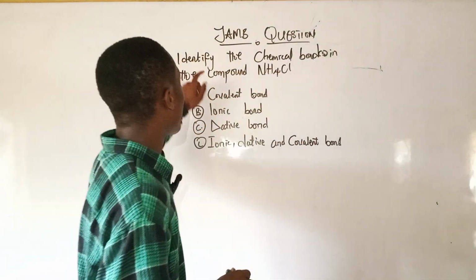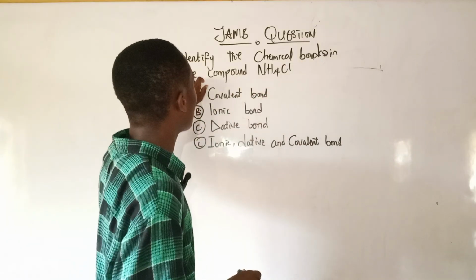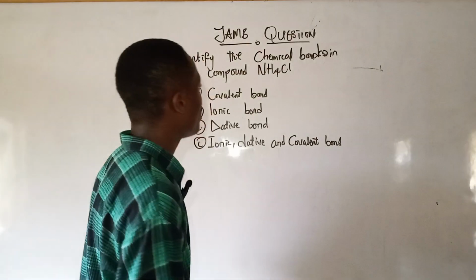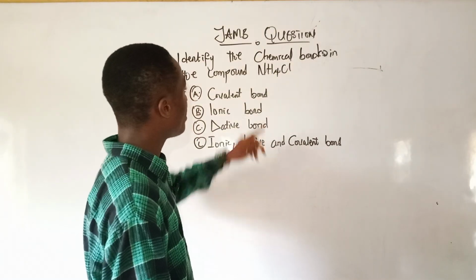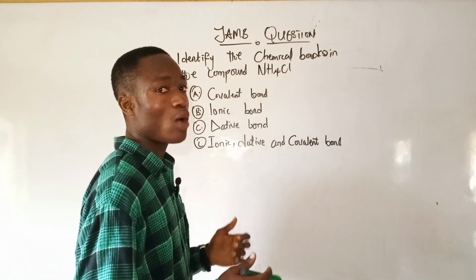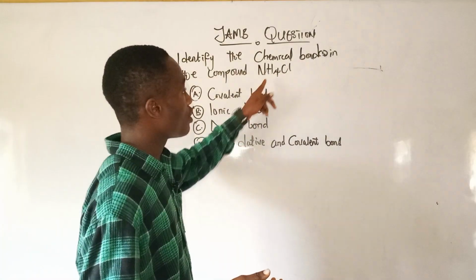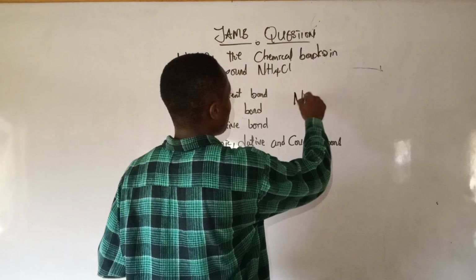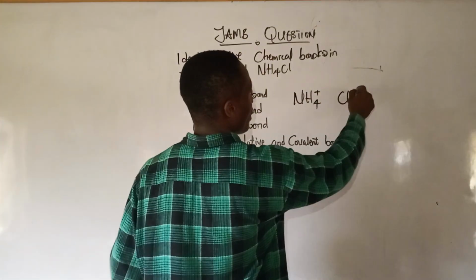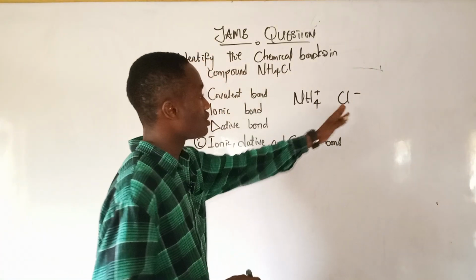The question says, identify the chemical bond or bonds, if it's more than one, in the compound NH4Cl, that's ammonium chloride. In order to identify the kind of bonds in this compound, let's split the compound to see if we have more than one chemical bond first. The first thing you would say is that we have ionic bond, because ammonium chloride is made up of two ions: ammonium ion and chloride ion, the negative ion, reacting in a ratio of 1:1.